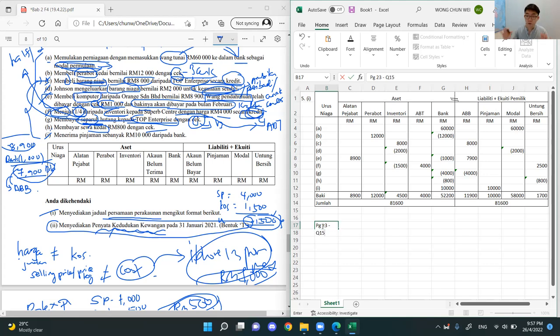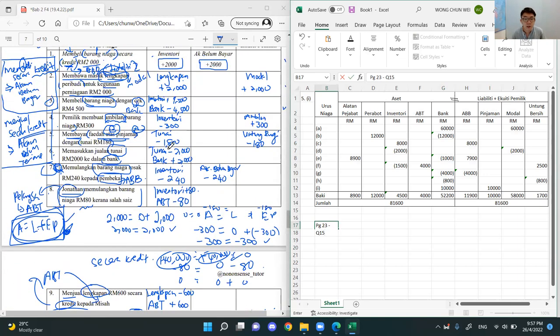So question 15 is very, very simple. You just have to put in apa yang berkurang, apa yang bertambah, atau tiada kesan. Alright, so it's something similar to this, but this one you need to put figure. But for this question 15 from your workbook, you don't have to put in any figure. You just say bertambah atau berkurang atau tiada kesan.